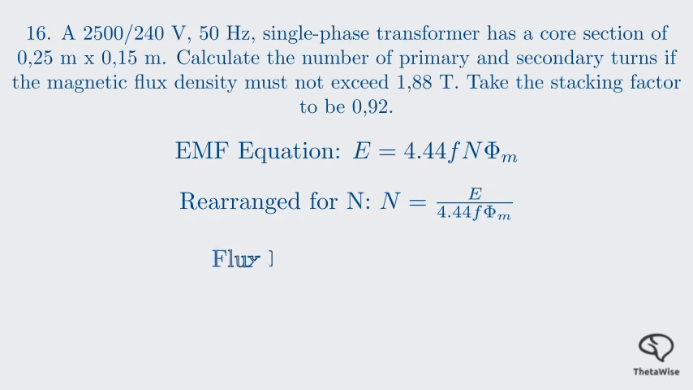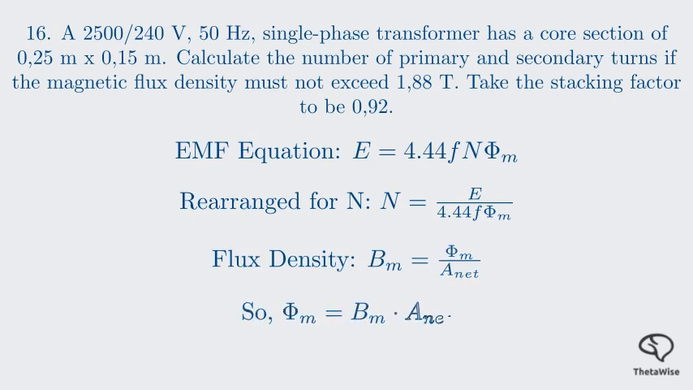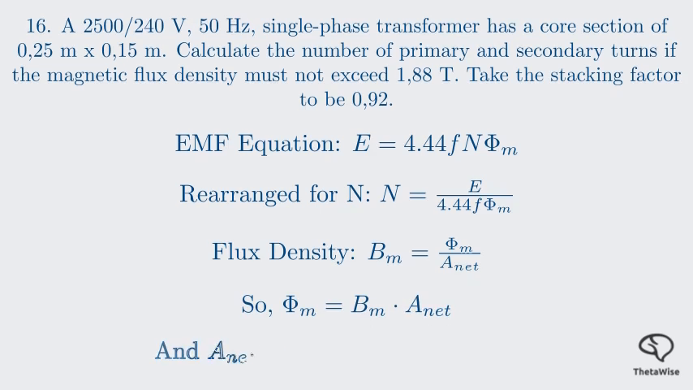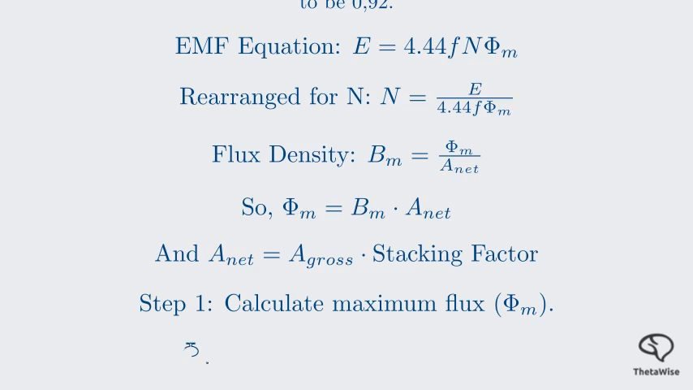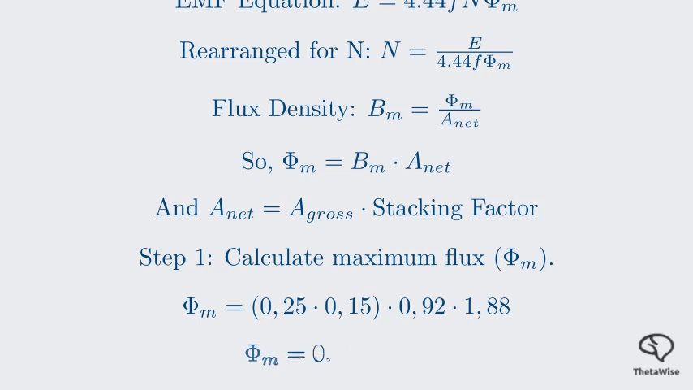We're also given that the flux density, Bmax, must not exceed 1.88 Tesla. We can use the relationship that flux equals flux density times the net iron area. And the net area is the gross area times the stacking factor. So our first step is to calculate the maximum flux. We multiply the gross core area, 0.25 by 0.5, by the stacking factor, 0.92, and then by the maximum flux density, 1.88 Tesla. This gives us a maximum flux of 0.065 Weber.